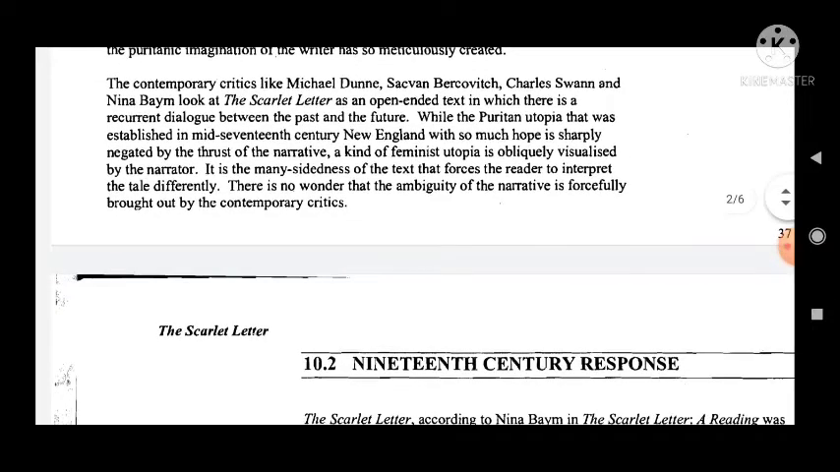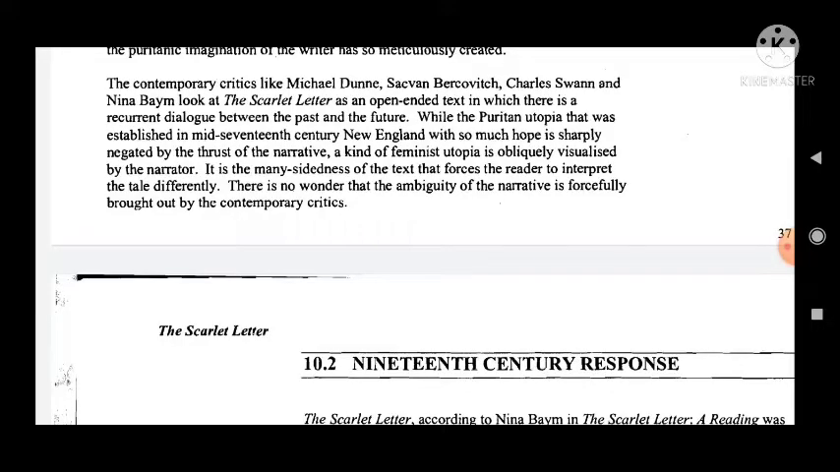Okay, here in The Scarlet Letter there is a Puritan utopia, and you can add a kind of feminist utopia obliquely visualized by the narrator. The contemporary critics are Michael Davitt Bell, Sacvan Bercovitch, Charles Swann, and Nina Baym.